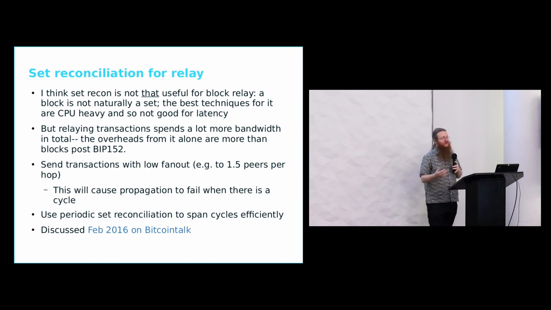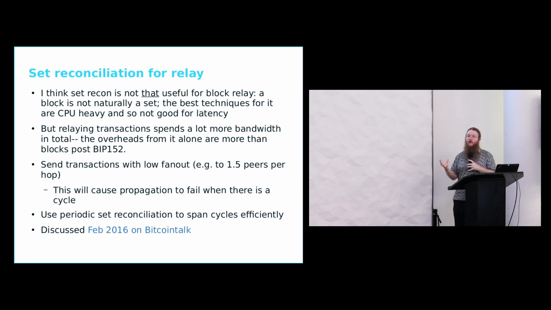Now, if you just do this alone, you'd find most transactions wouldn't make it very far in the network, because they'd go around until they made a cycle, and then they'd stop. They wouldn't flood through the whole network. But if nodes periodically ran set reconciliation to compare their mempools with each other, then any time a transaction got stuck in a cycle, it would break out of the cycle through the set reconciliation. And the set reconciliation would be very low bandwidth. So this would make transaction relay much more efficient in the Bitcoin network.